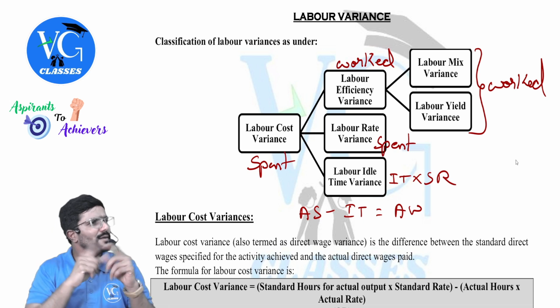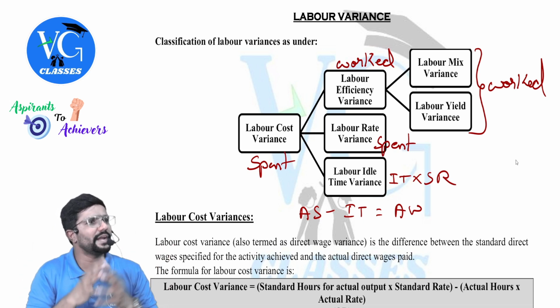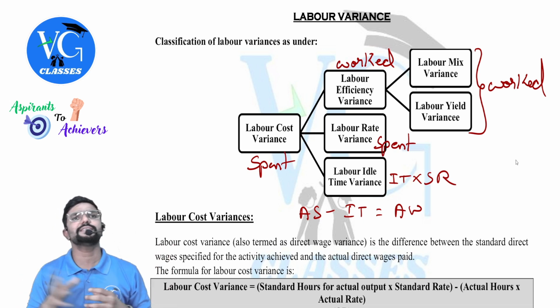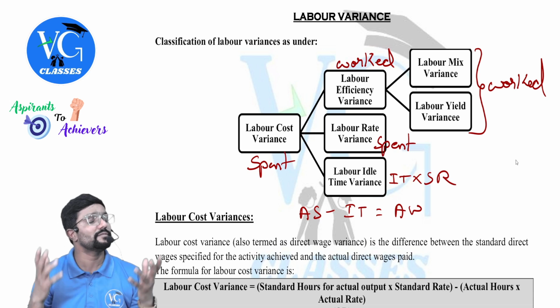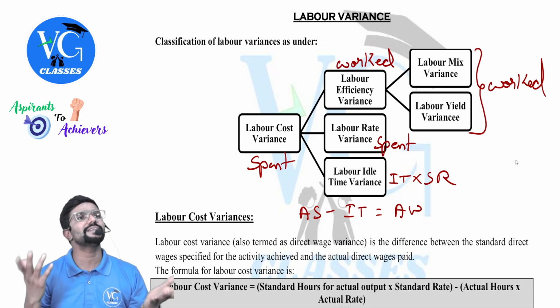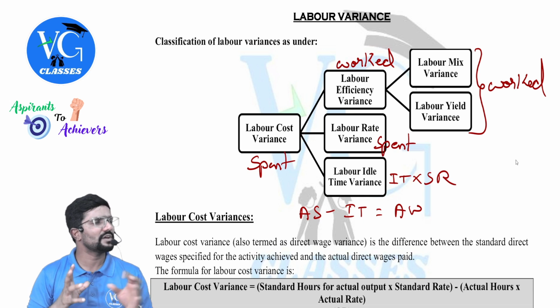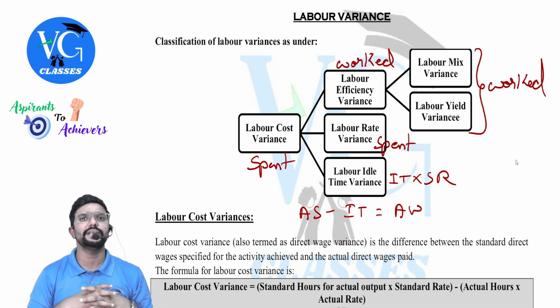If you know what you are calculating, the formula is ready. You are finding out the labor rate variance. You are finding out the difference between rates. What rate minus what rate? Standard minus actual. Efficiency variance: you are calculating the difference between what? Hours. What hours minus what hours? Standard minus actual. Clear? That's all. If you know what you are calculating, the formula is already ready.